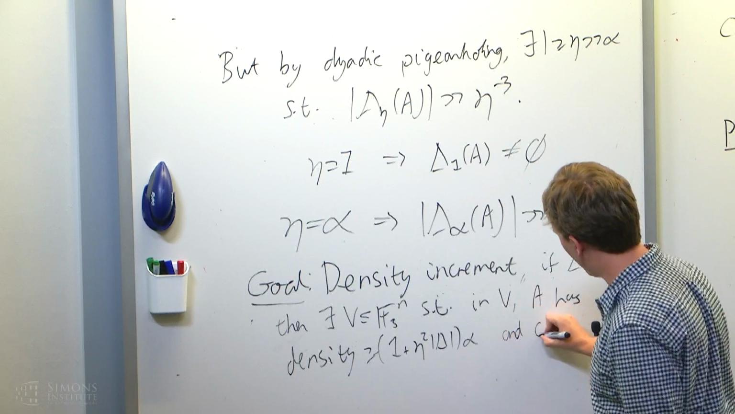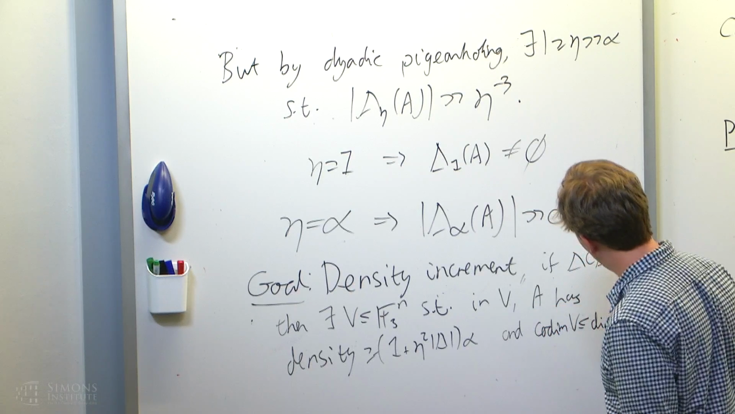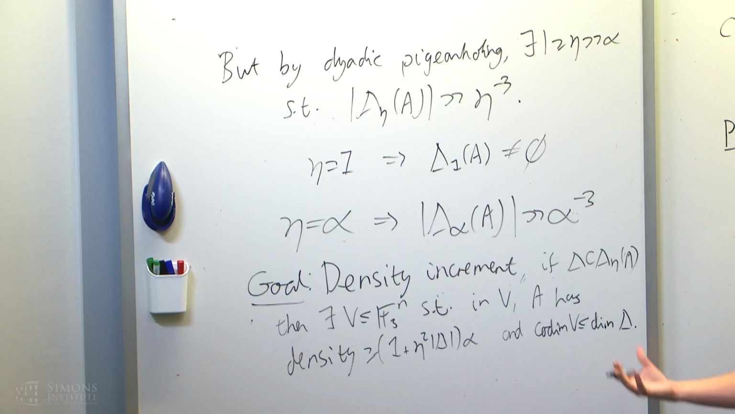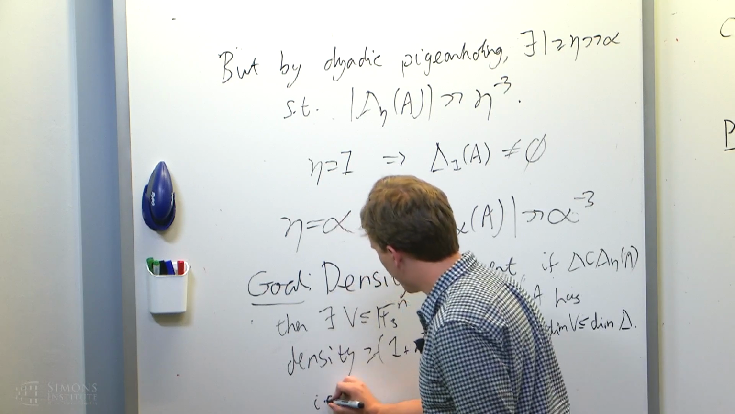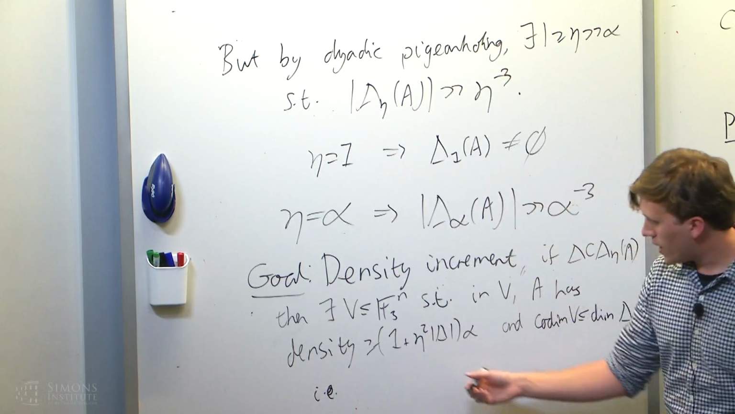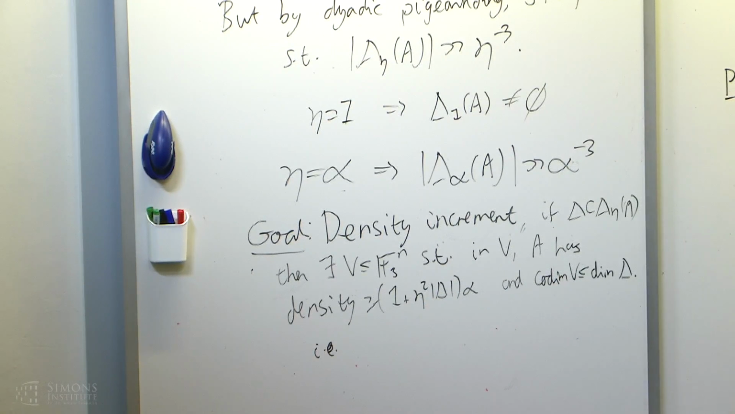And the codimension of V is at most the dimension of delta. Okay, and this is not too hard. You can just prove it using an L2 argument. And then, once you've got this sort of result, you then want to increment it. So what sort of density increment do we want? Well, we want this to be roughly constant as well, so then we have 1 plus some absolute constant gain.